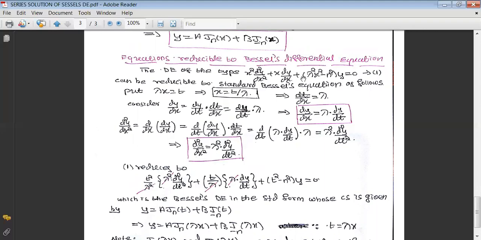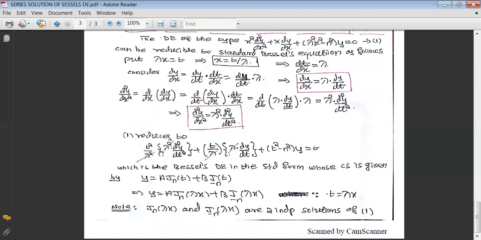That is plus, then it is x. Again, x is nothing but our t by lambda. And once you substitute the value of dy by dx, that is lambda into dy by dt, we get this one plus. Then this lambda x you have taken t, that becomes t square minus n square into y equals to 0. Now once you cancel this lambda square and lambda, finally we get t square into d square y by dt square plus t into dy by dt plus (t square minus n square) into y equal to 0, which is the Bessel's equation, the standard form, with t as the independent variable.